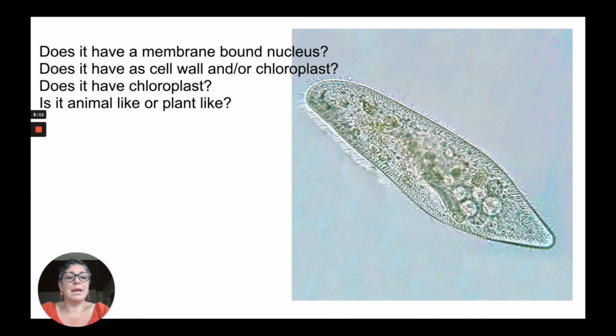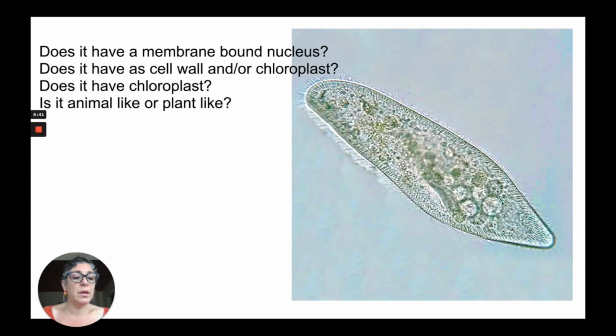All right, let us consider this unicellular organism. The first question is, does it have a membrane-bound nucleus? Now, with this type of organism, it's a little bit hard to see because we don't have anything dyed. This is actually a living organism that you would be looking at under the microscope. It would be moving around. It has little cilia all around its body that enable it to swim around in fresh water. So it might be hard to see some of the structures.